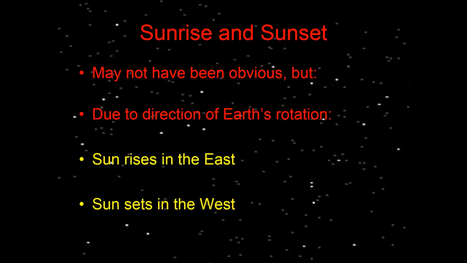Now, something some people do notice and others don't is that the stars and the sun in the sky move in a specific direction. The sun will rise in the east and set in the west. And this is due to the direction of the Earth's rotation. So from this we can tell which way the Earth is rotating.